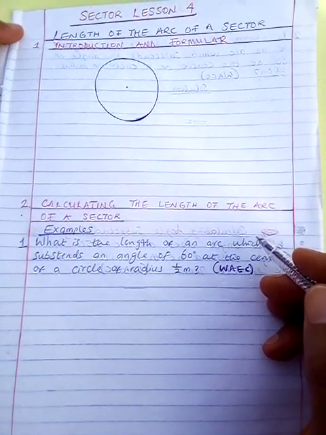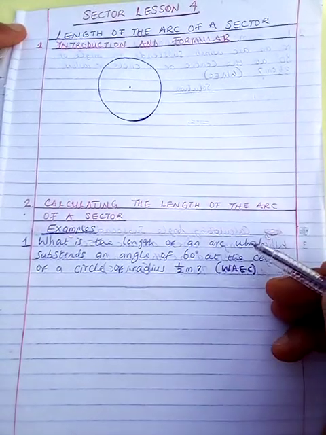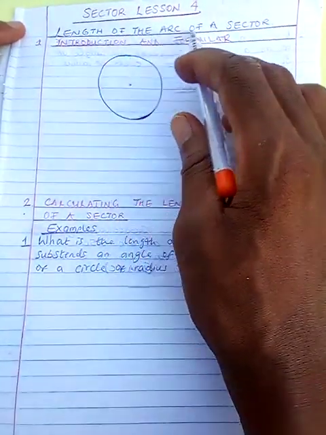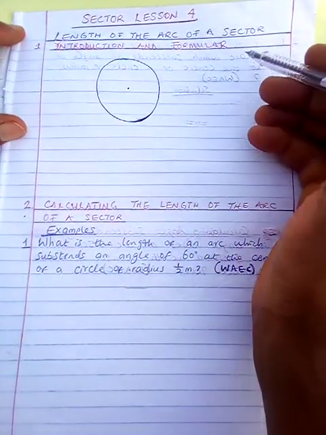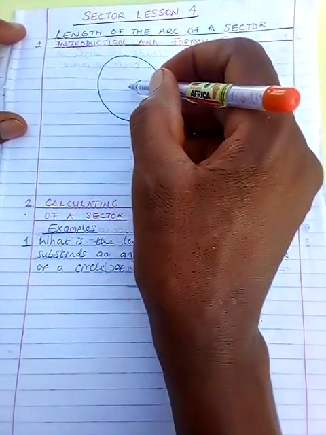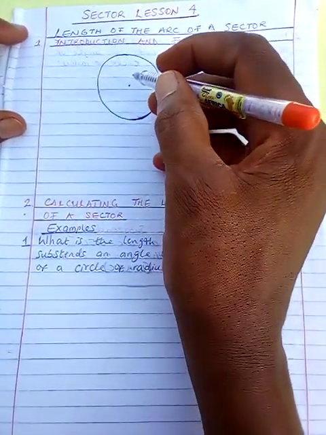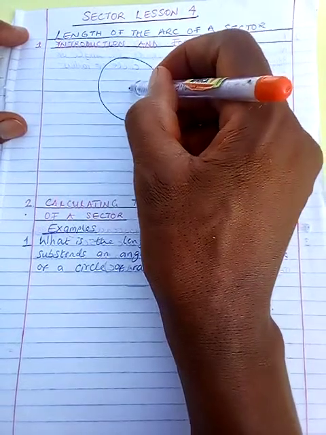This is lesson 4 on sector of a circle, and in this video I'm going to talk about the length of the arc of a sector. Let us do our introduction and the formula.